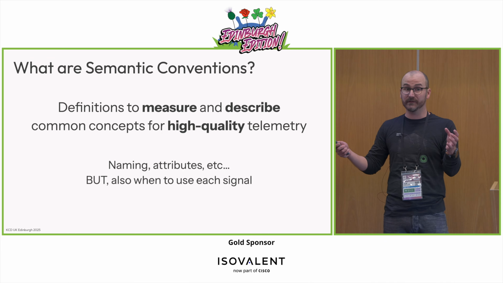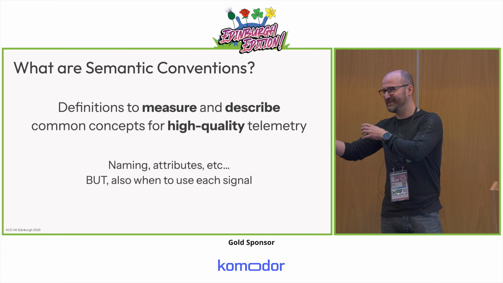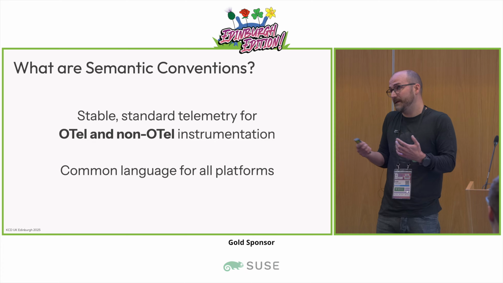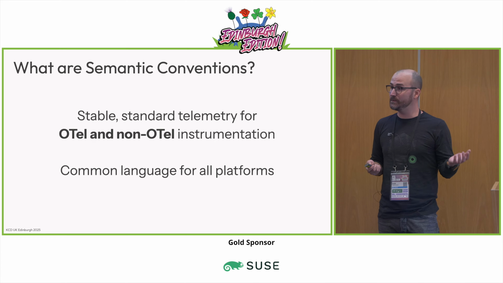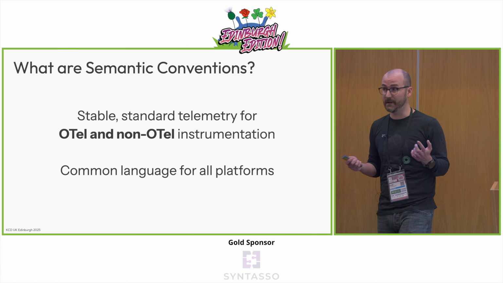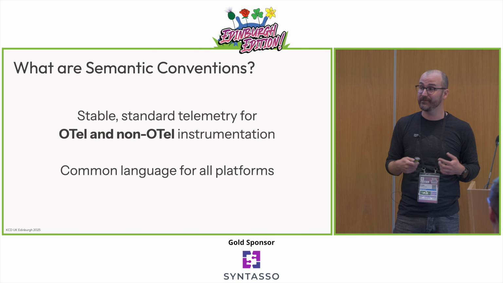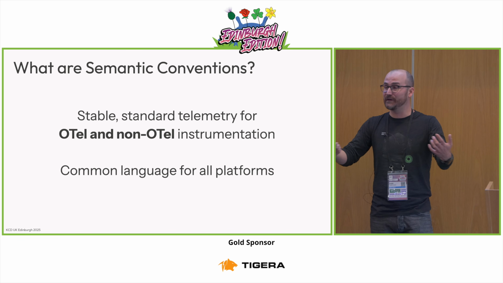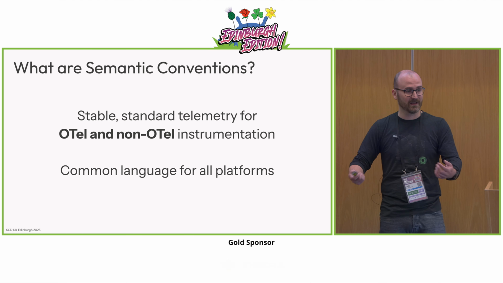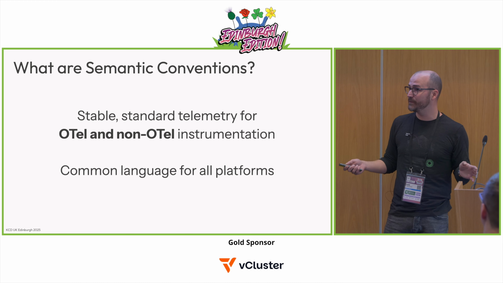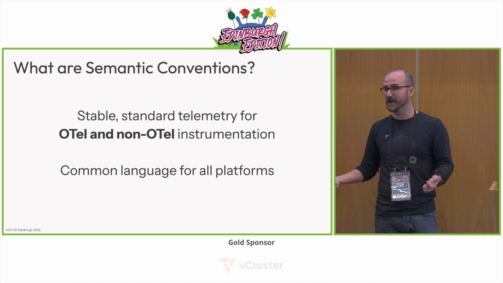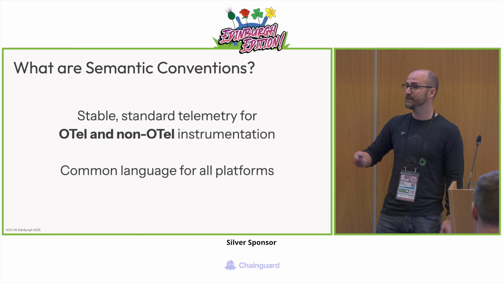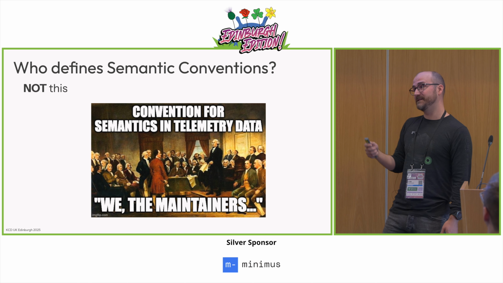So if you're thinking about a concept that you want to measure, we can say, well, this should be a metric, this should be a span, and so on. And the result is that set of stable telemetry that can be used by OTel and non-OTel libraries. So anyone is able to use these semantic conventions. In fact, we want more people that are not maintaining OpenTelemetry to start to use these semantic conventions in their applications and their libraries. And it's a common language for all platforms as well. All vendors and all observability platforms can speak the same language and start to provide insights on top of data.